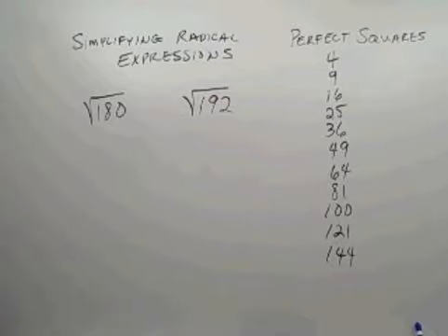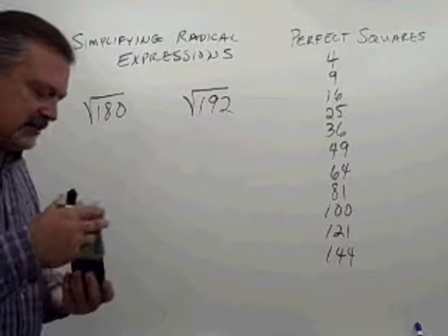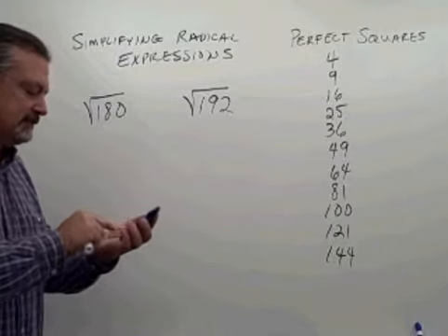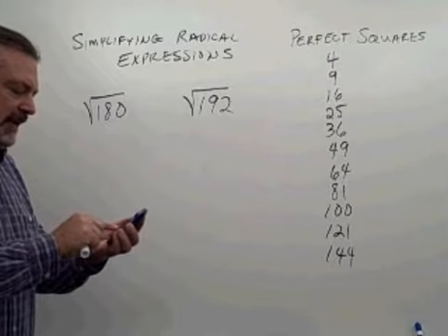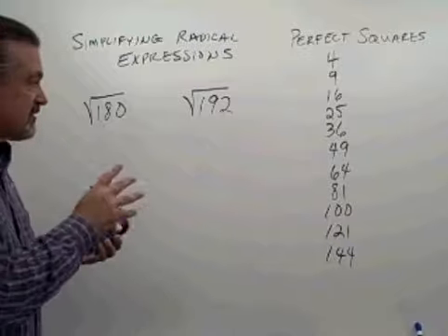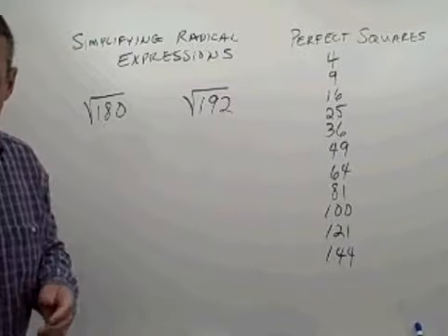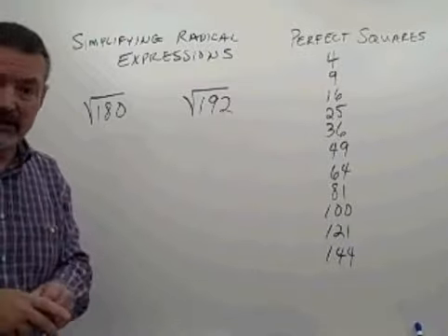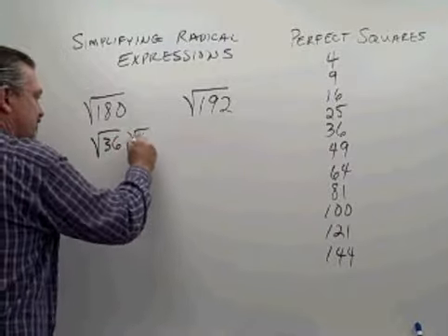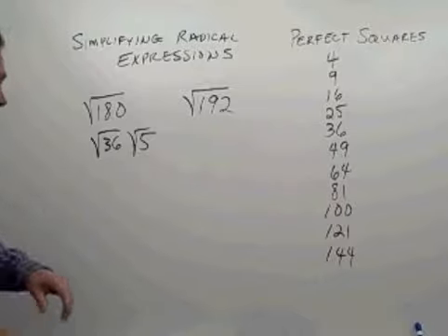So I can always take my handy-dandy calculator. That's the easiest way to check. I can take 180, divide it by 36. I get an answer of 5. So yes, 36 is a factor of 180, and 5 is a prime number. So that is a good signal to me that I've simplified that as much as possible.